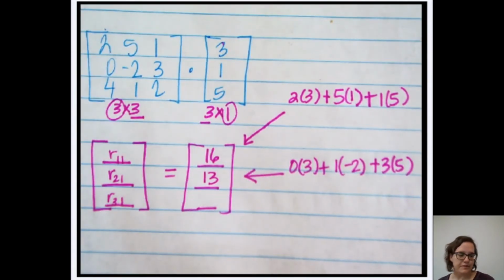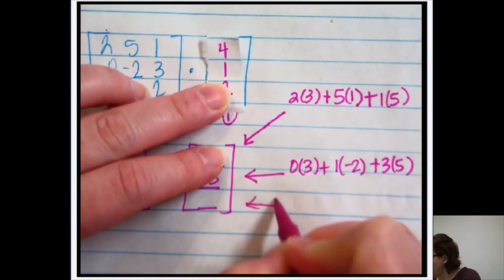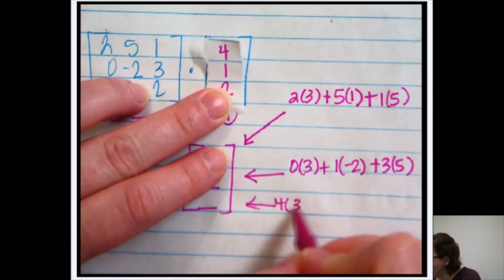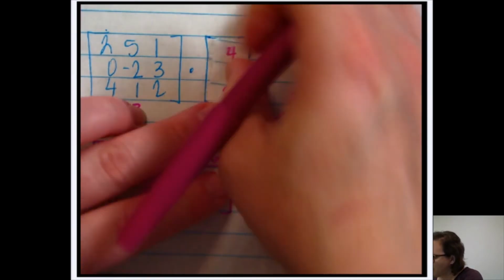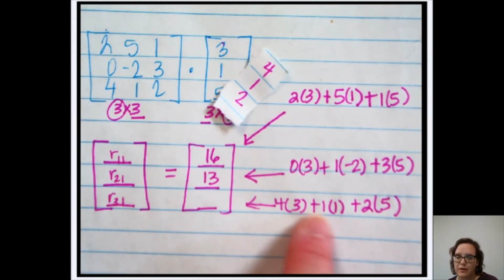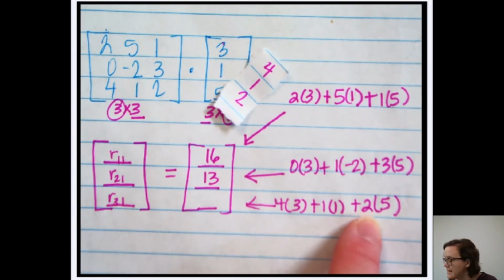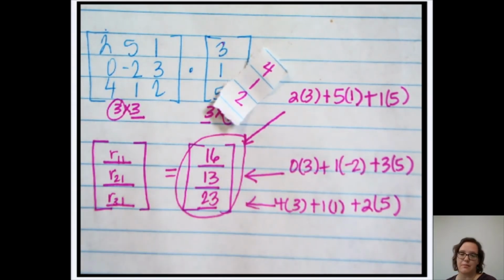And then that last one is that third row in the first column. So we have 4, 1, 2. So again, I just wrote it as a column so I could lay it on top of that. So now we take 4 times 3 plus 1 times 1 plus 2 times 5. So 4 times 3 is 12, plus 1 times 1 is 1, plus 2 times 5 is 10. So what is that? 12, 13, 23. And so this is our resulting matrix.